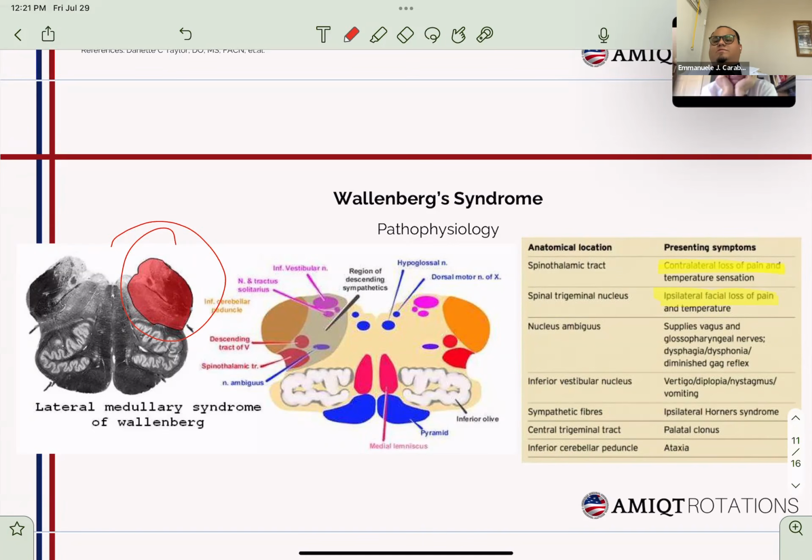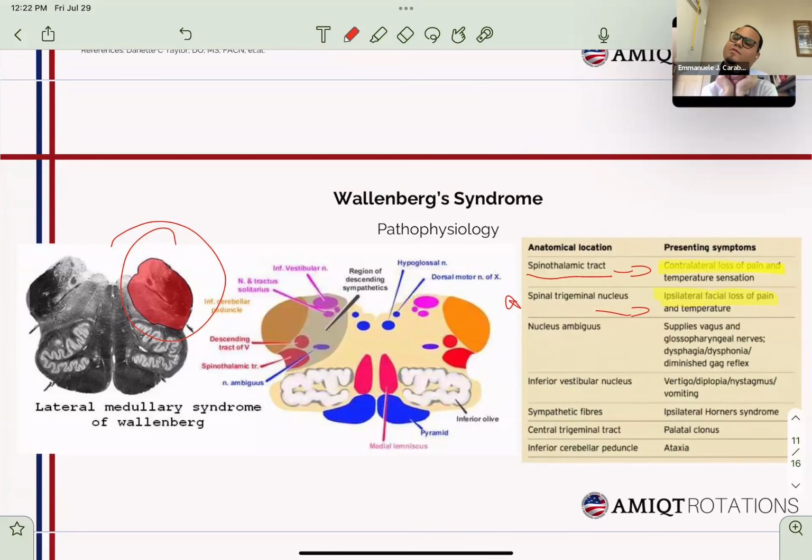Now, what is Wallenberg syndrome? It is a collection of symptoms that patients tend to develop after an infarct in the PICA or in the vertebral artery. The first thing affected is the spinothalamic tract, so they have a contralateral loss of pain and temperature. Then the spinal trigeminal nucleus is affected, which is one of the cranial nerves, as you can remember, and we find an ipsilateral facial loss of pain and temperature.